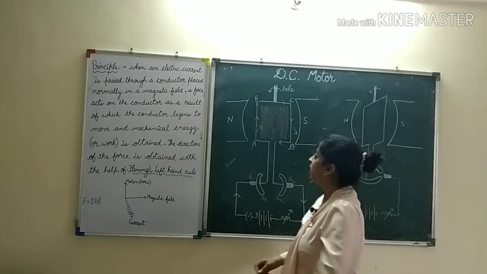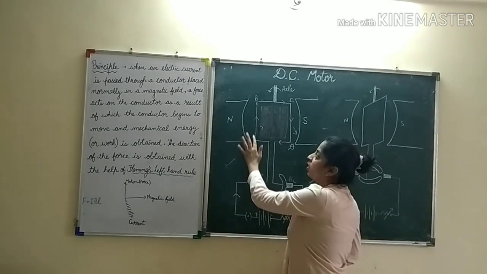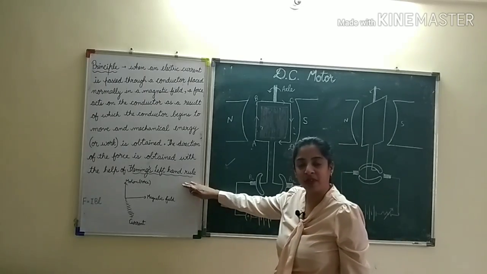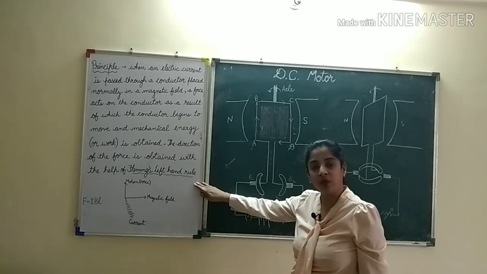Now children, how do I determine the direction of force acting on AB and CD? For this we will follow Fleming's left hand rule. What does Fleming's left hand rule state?